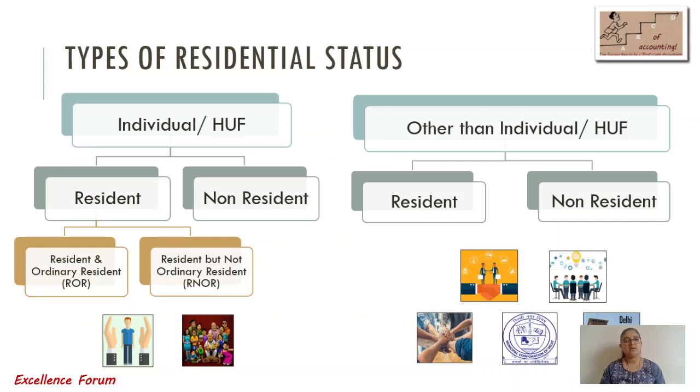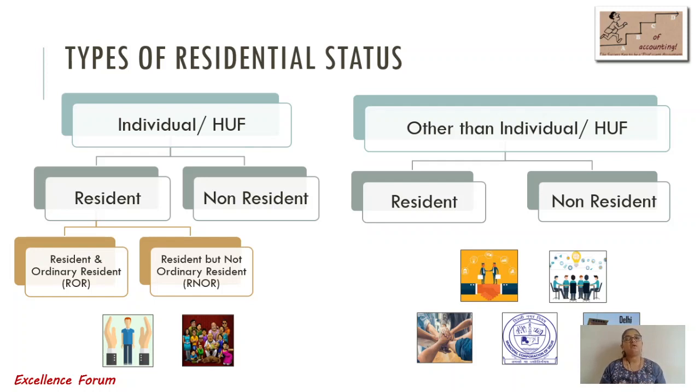Now we will quickly see the different types of residential status prescribed in the Act. The residential status are different for an individual or HUF and for any other category of person. We will first see the residential status for individual or HUF. They can be a resident or non-resident in India. And further, a resident individual or HUF can be resident and ordinary resident or resident but not ordinary resident. And in case of any other person, they can be either resident or non-resident.